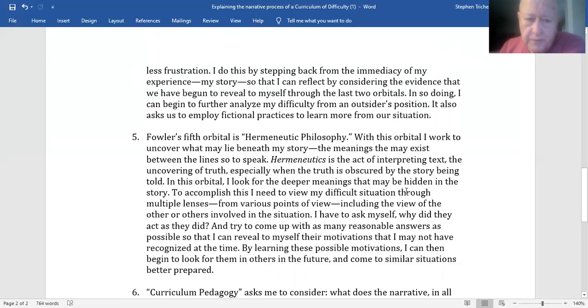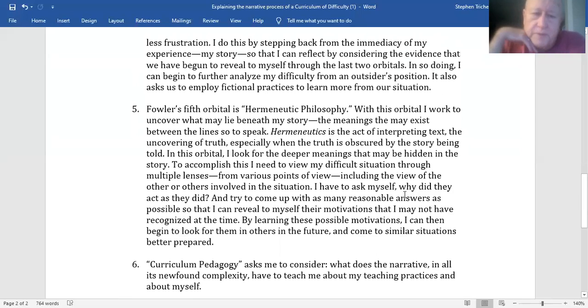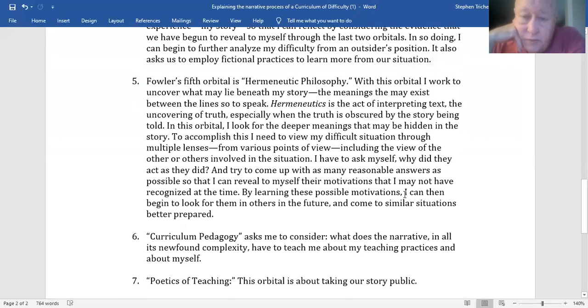So let's look at orbital 5. Fowler's 5th orbital is hermeneutic philosophy. Big word, new word for many of you. With this orbital, I work to uncover what may lie beneath my story, the meaning that may exist between the lines, so to speak.